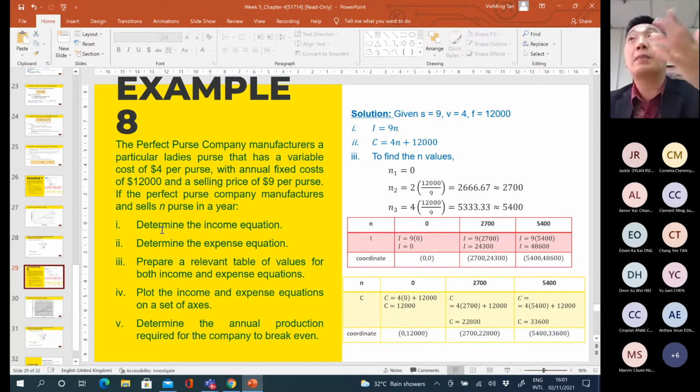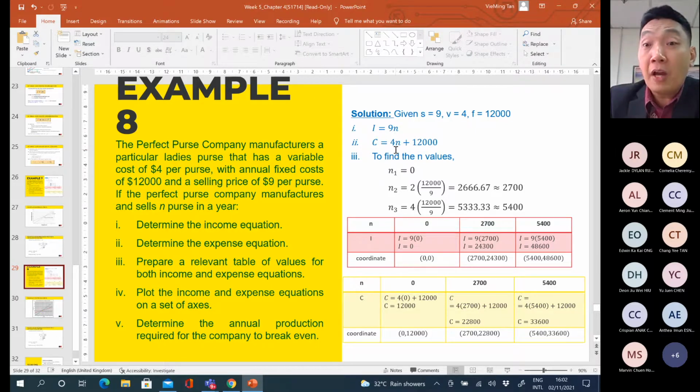So we know that I is equal to S multiplied by N, right? So S is 9, substitute to here. N is the number of quantity sold. We don't know how many, so you just put N. Part 2, determine the expense equation. That means the cost equation. We know that there are two costs involved, variable cost and also the fixed cost. So the formula will be variable cost per unit multiplied by N plus the total fixed cost. So part 2 is done.